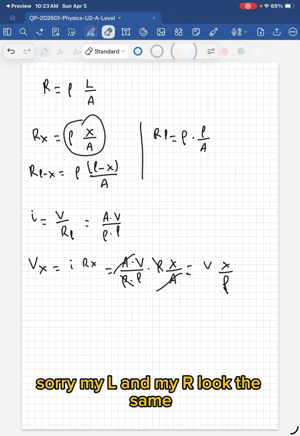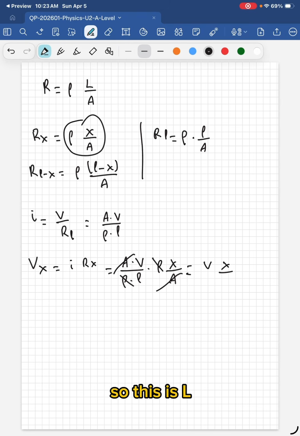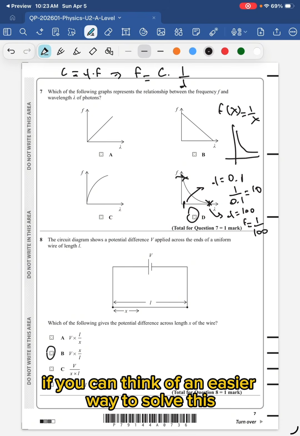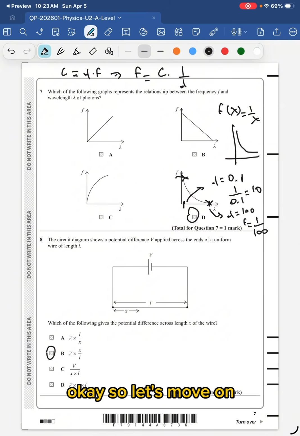Sorry, my L and my rho look the same, so this is L. All right, so the correct answer is option B. If you can think of an easier way to solve this, please let me know in the comments. Okay, so let's move on.